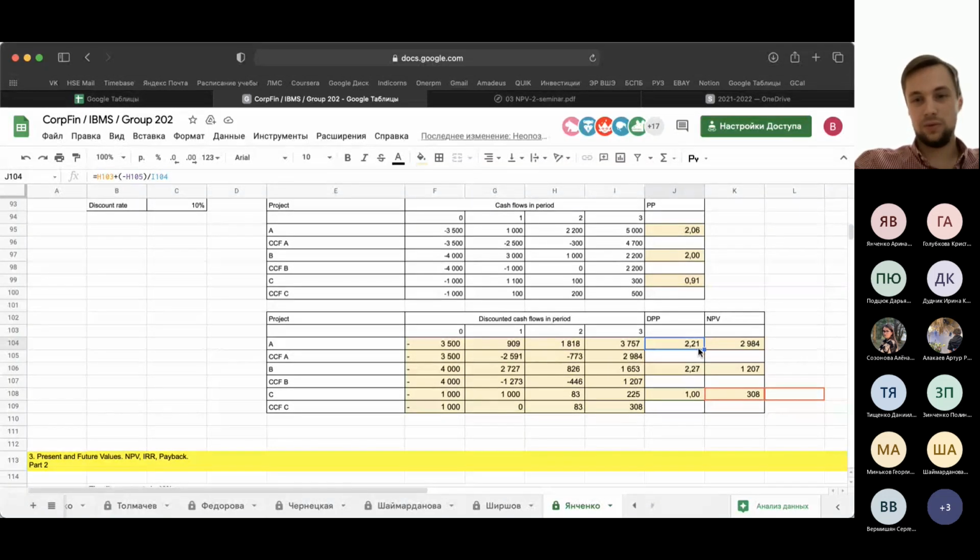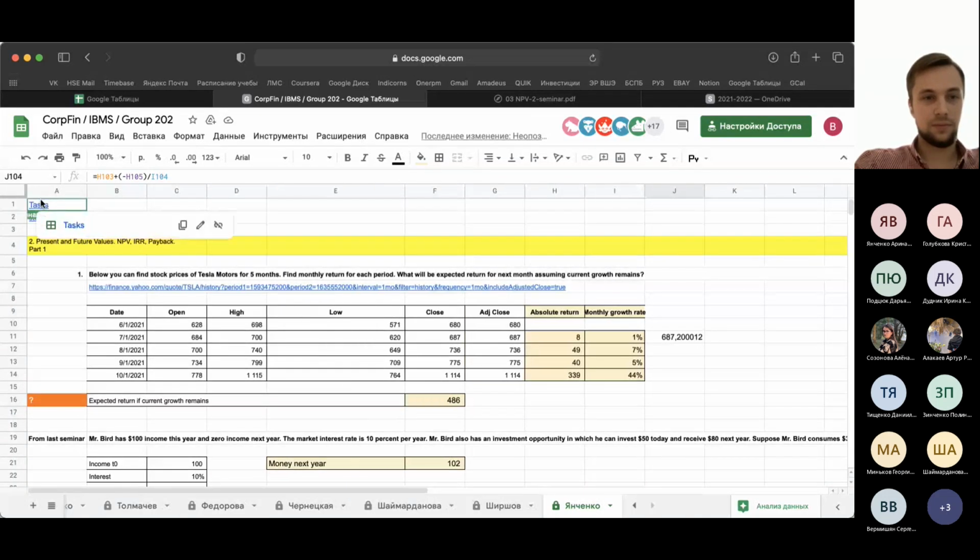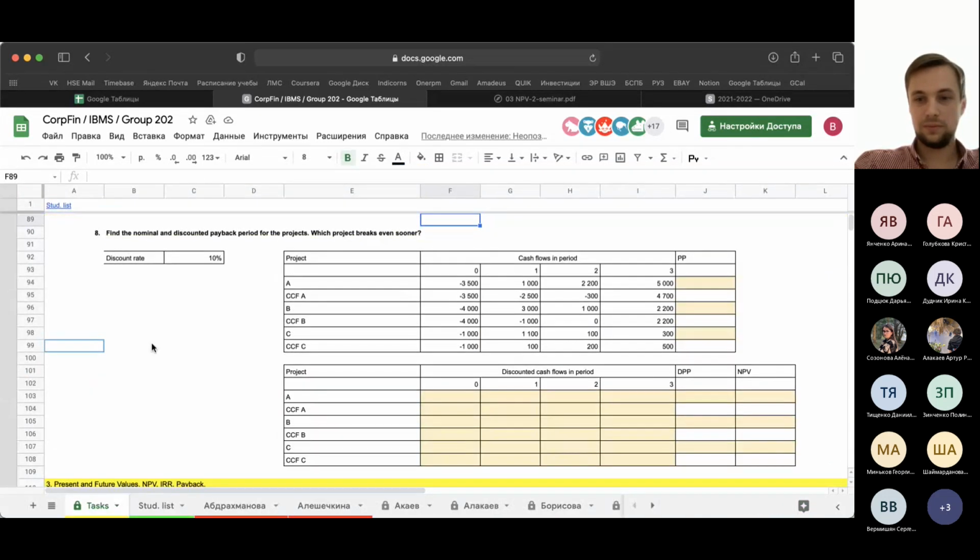So we should choose the project with the least discounted payback period, because we want our project to become more interesting than some alternative as soon as possible. Yes. Okay, any questions about this task? So we use discounted payback period to analyze NPV. With NPV is a payback period, or what? The most profitable project.